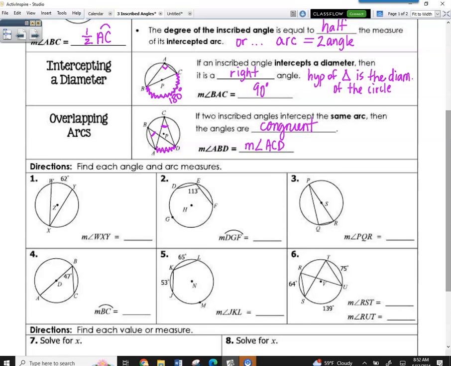I want you to go to the picture and put a question mark on what it asks you to find. It's going to help direct your thought process to get that question mark. So number 1, it says, what is the measure of angle WXY? Notice it says angle. So go in the picture. WXY is this angle right here. So that's my question mark.